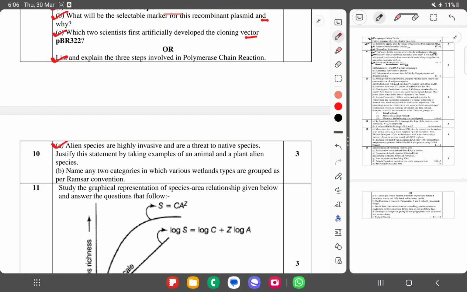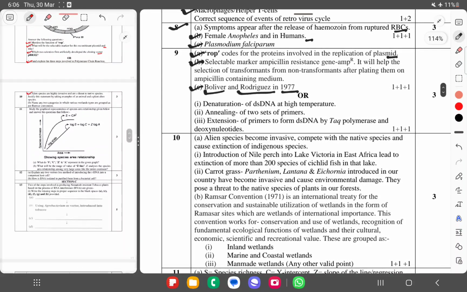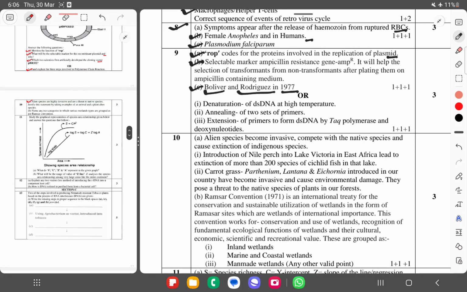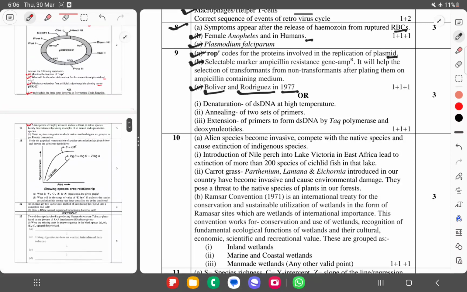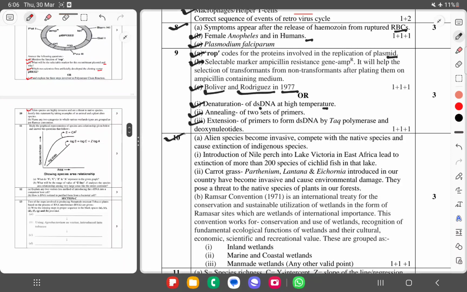Alien species are highly invasive and are a threat to the native species. Yes, absolutely correct. Yes, the answer is yes. Denaturation of dsDNA is at high temperature, annealing of two sets of primers, extension of primers by Taq polymerase using deoxynucleotides. Okay, this is part of Question 10, which I read about alien species.